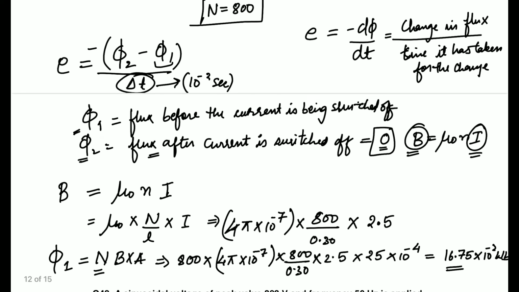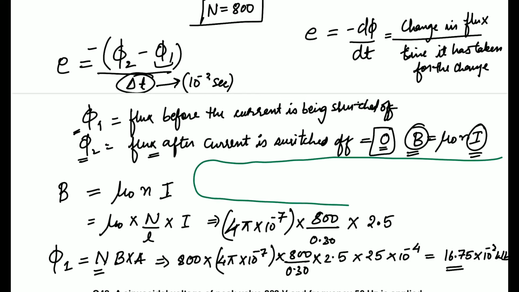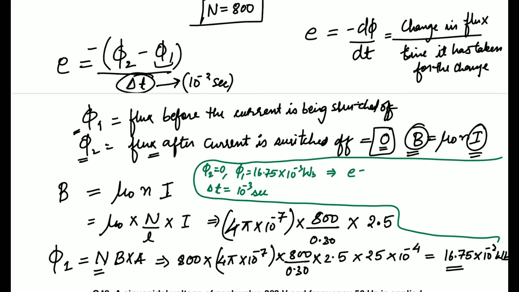Now let's do the next part here, because we don't have space, in this particular space. Very quickly, phi 2 is 0, phi 1 is 16.75 into 10 to the power minus 3 Weber, and the time is given, that is 10 to the power minus 3 seconds. So the emf is equal to minus d phi by dt, so minus of phi 2 minus phi 1 upon 10 to the power minus 3.